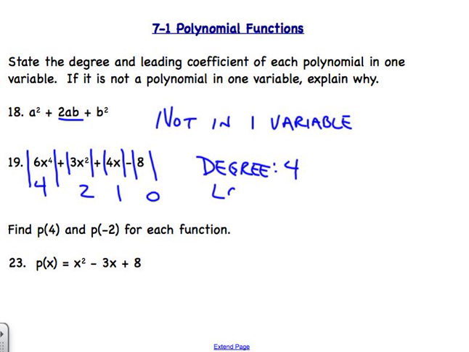For the leading coefficient, that is the number in front of the largest power. So 6x to the fourth was the largest power. The number in front of x to the fourth was 6. 6 is our leading coefficient.